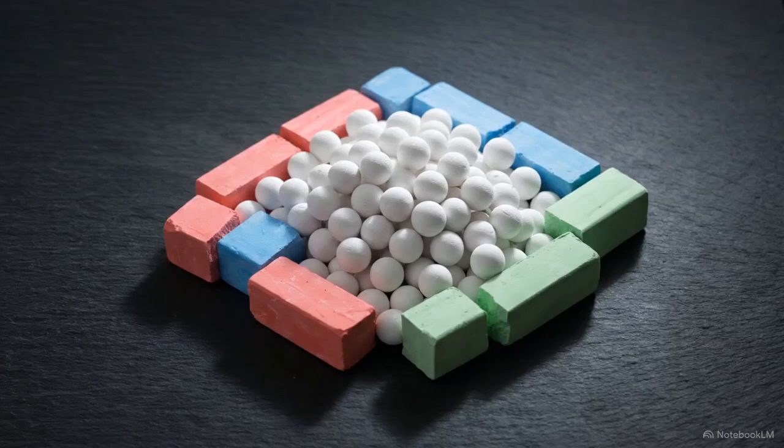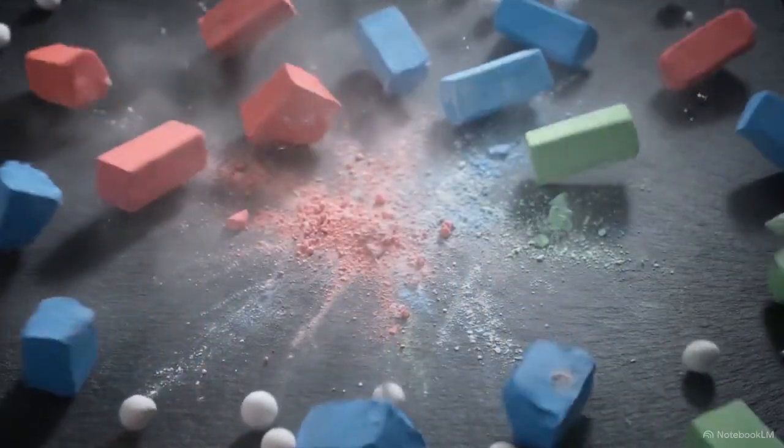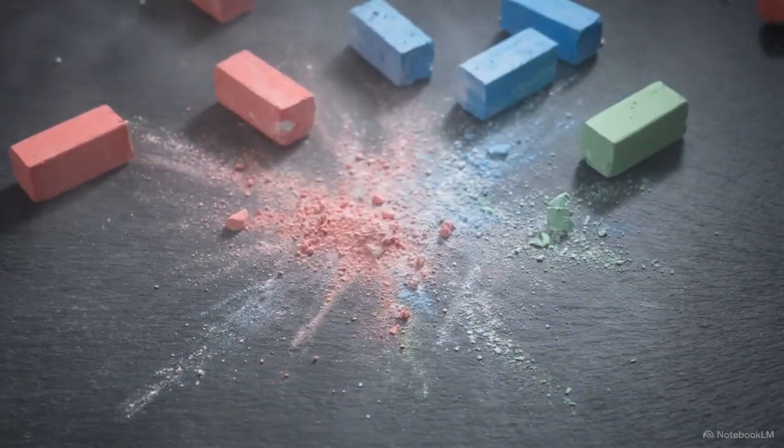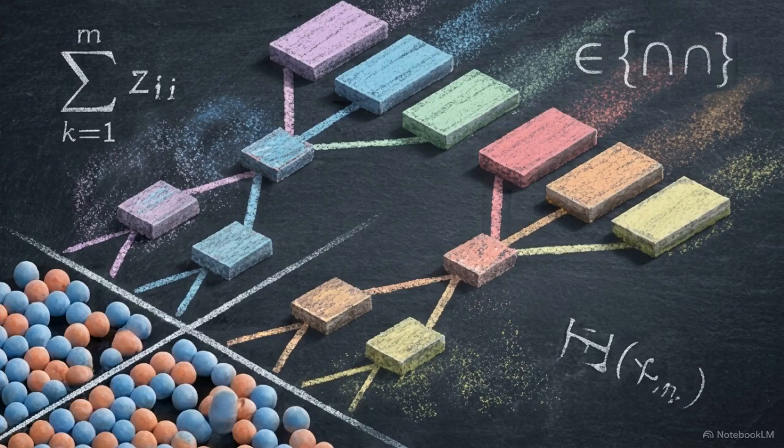Let's look at a chaotic, nonlinear dataset. Classic linear regression models fail here. They cannot map this dense, clustered topology without extensive manual feature engineering. The algorithm that solves this is the decision tree.